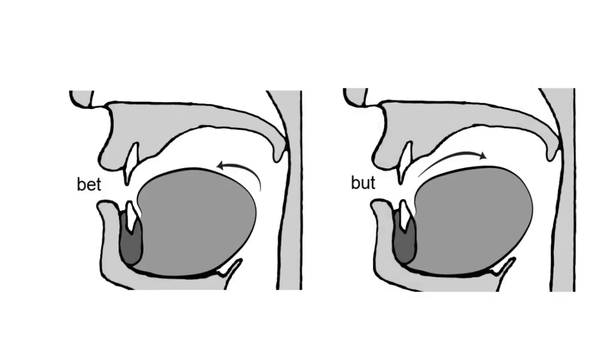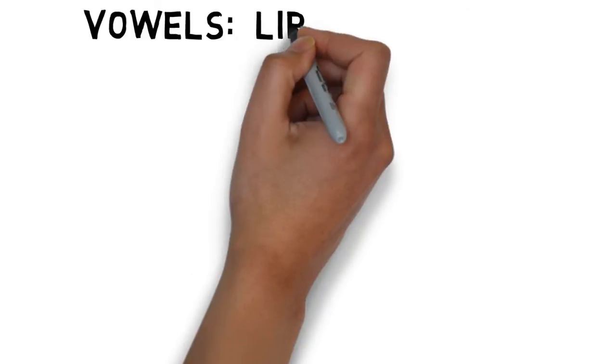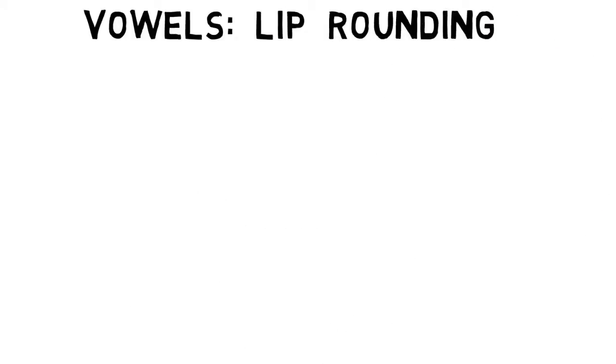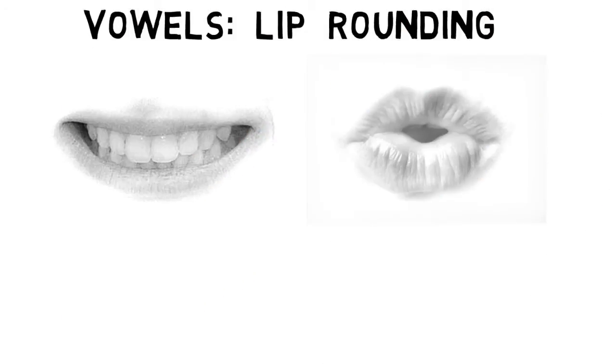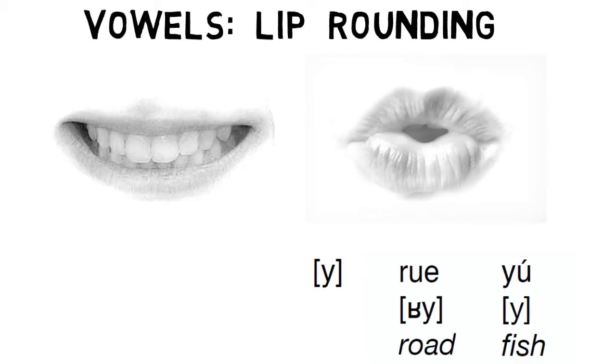Compare the vowels in bet and but. Your tongue comes forward for bet and then pulls back for but. Last, vowels are affected by the shape of your lips, which can be rounded or unrounded. These lips, for instance, appear to be saying ee and oo, but that doesn't have to be the case. If you take, for instance, the tongue position of ee and round your lips, you'll get u, as in French's rue and Mandarin's yu. We'll be using lip rounding or the lack thereof to turn familiar English vowels into new Mandarin vowels a few times in this video.